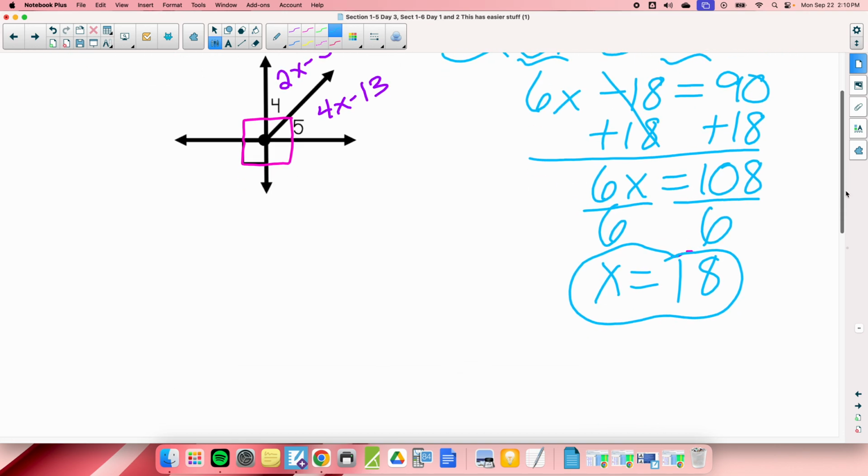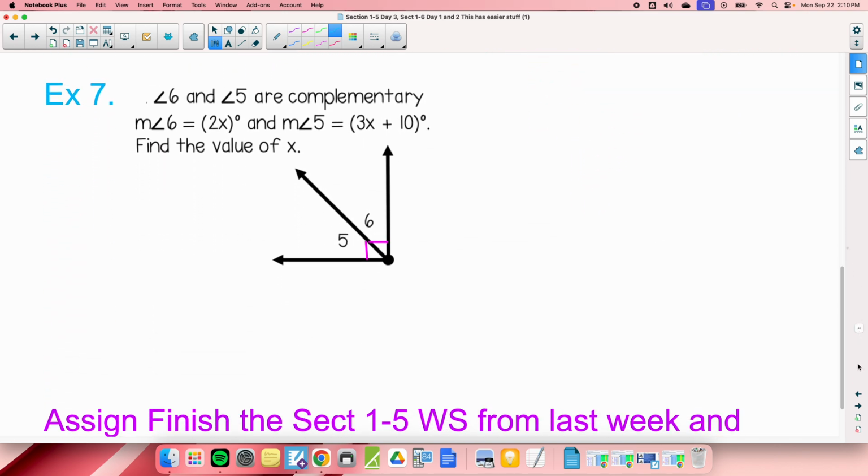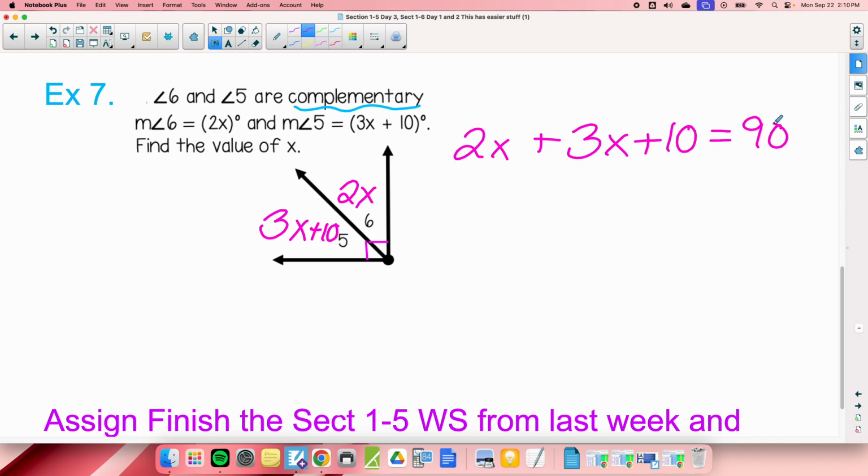Okay. All right, now let's go to this one. It says angle 6 and angle 5 are complementary. What does that mean? They're equal to 90. You're thinking congruent. Complementary, they add up to 90. And it says angle 6 is 2x, angle 5 is 3x plus 10. We know that they add up to 90, right? So we're going to say 2x plus 3x plus 10 equals 90.